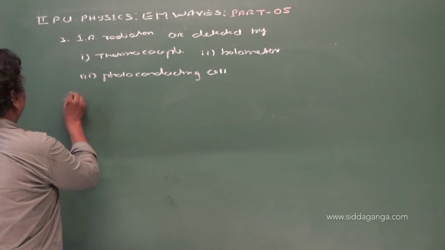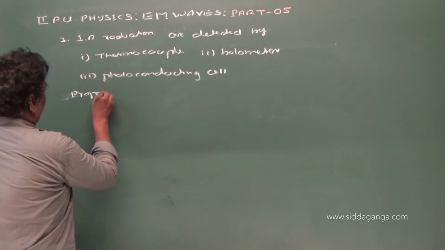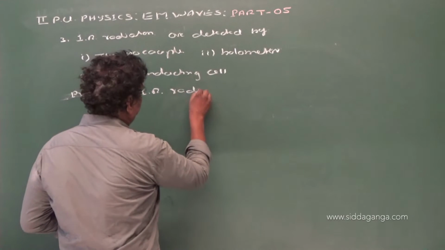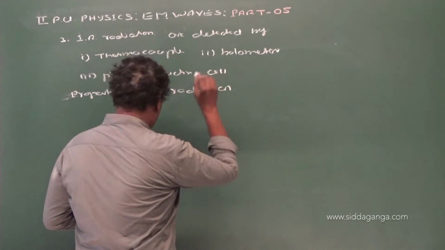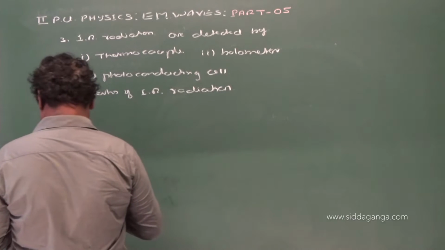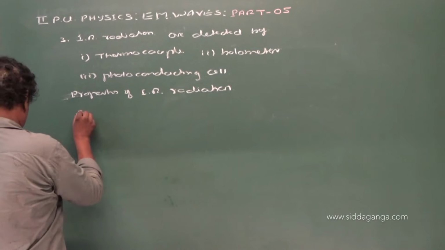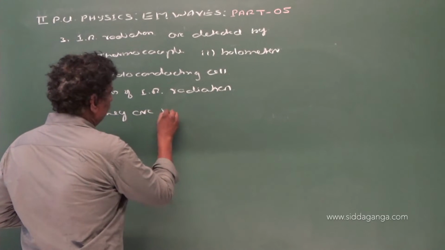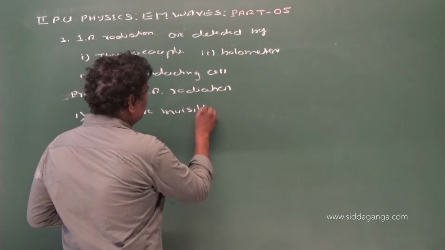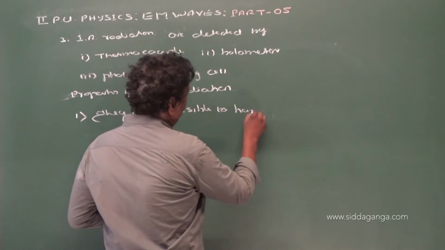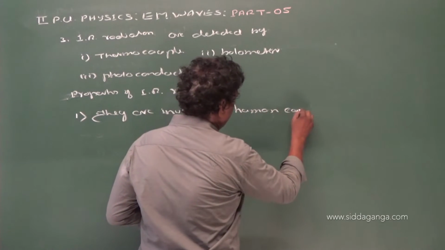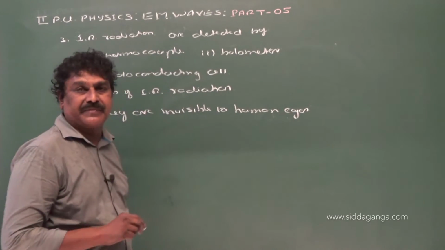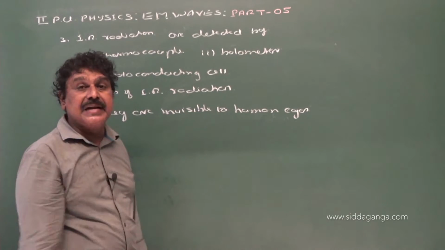Now, properties of infrared radiation. Right. Now, property number 1, they are invisible to human eyes. Right. Now we cannot see infrared radiations.